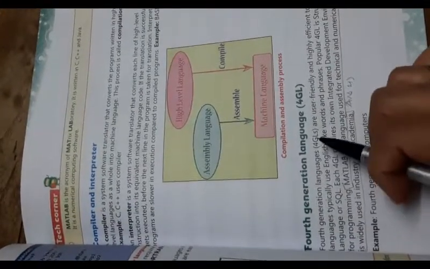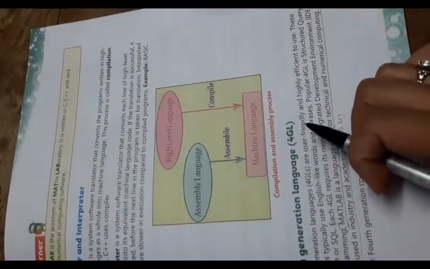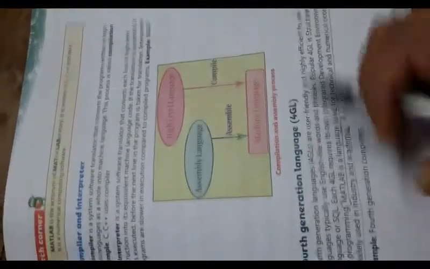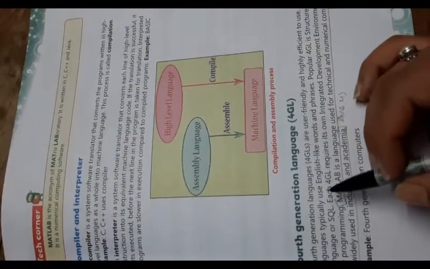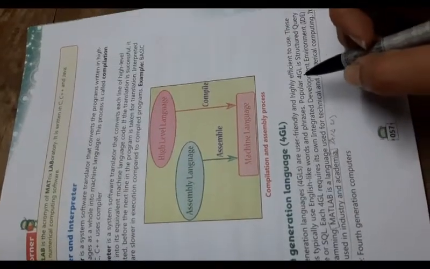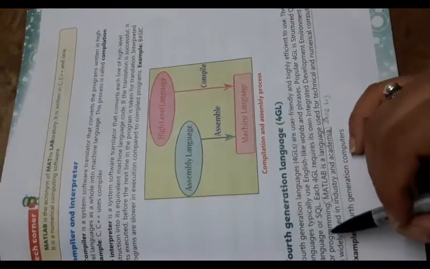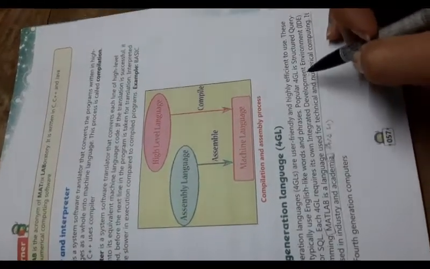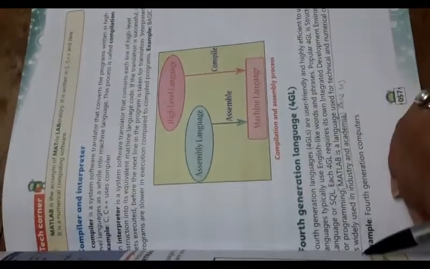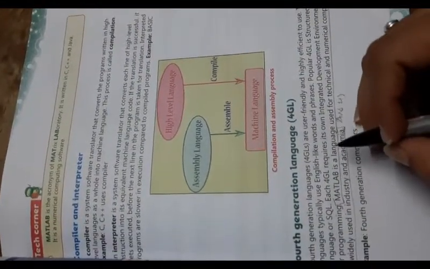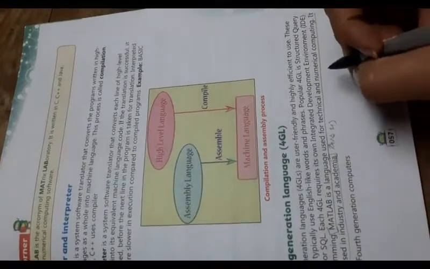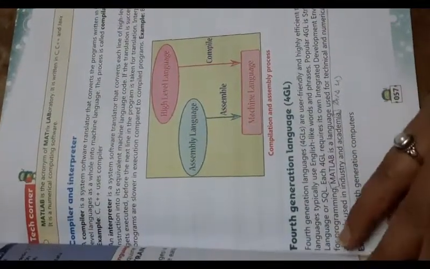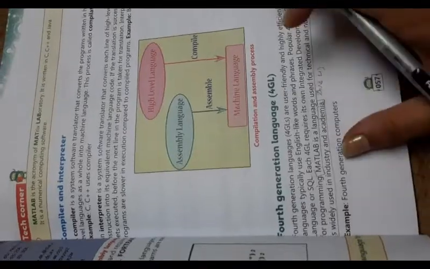Fourth generation language, 4GL. Fourth generation languages are user friendly and highly efficient to use. These languages typically use English like words and phrases. A popular 4GL is Structured Query Language, or SQL. Each 4GL requires its own integrated development environment, IDE, for programming. MATLAB is a language used for technical and numerical computing. It is widely used in industries and academia. Example, fourth generation computer. With this we have completed our chapter number 7.